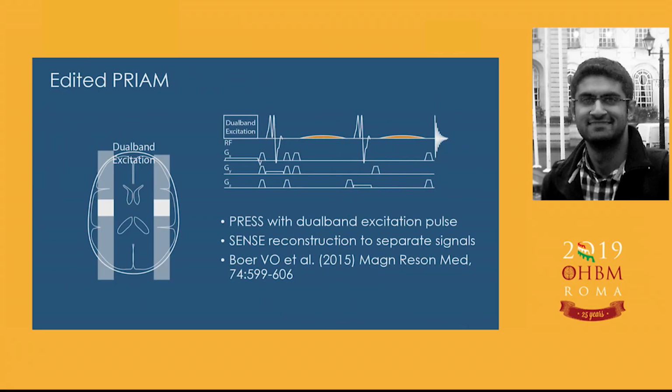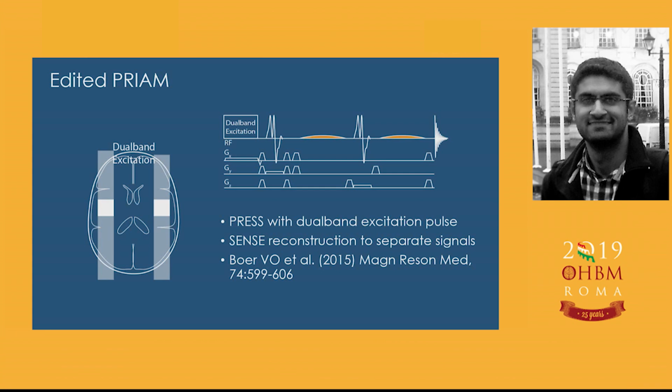So we focused on single voxel editing, so that means looking at one region at a time. Can we acquire data from different regions at the same scan time? Over here we have PRIME sequence, very similar to PRESS sequence. However, you replace a single band, or just one slice-selective excitation pulse, one lobe, with dual-lobe or dual-band excitation, and you can perform multivoxel spectroscopy.